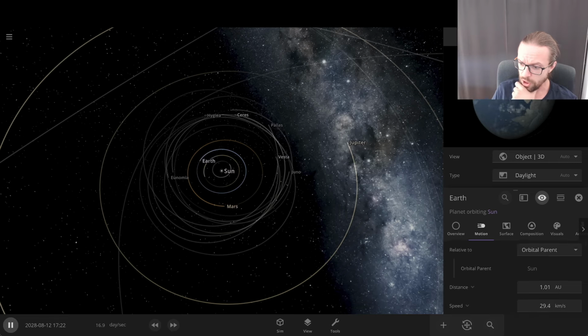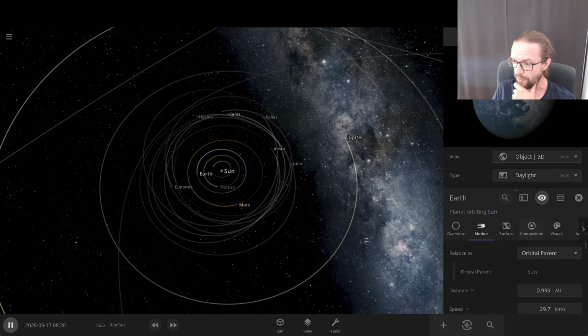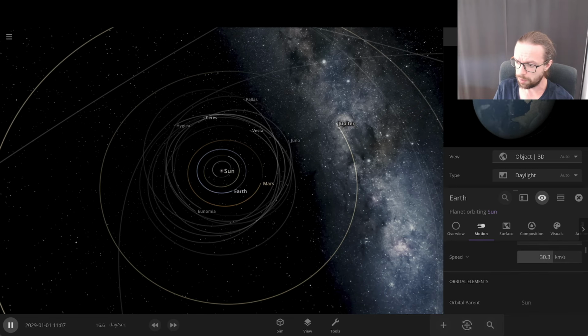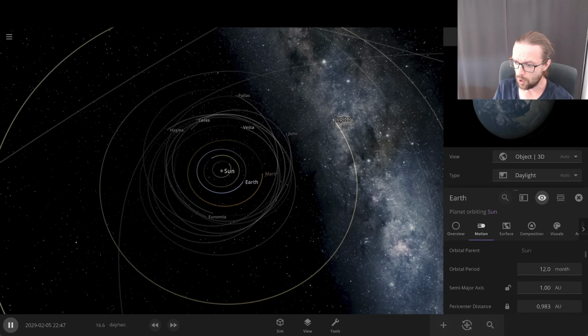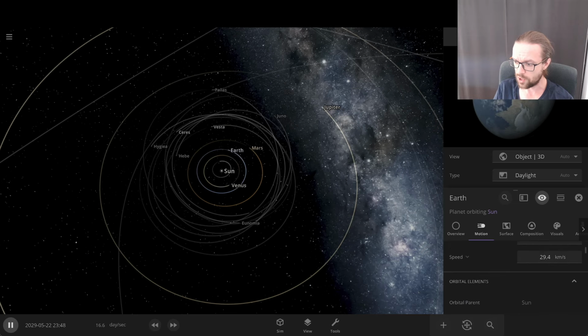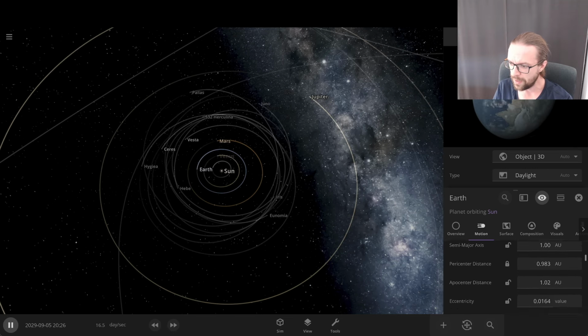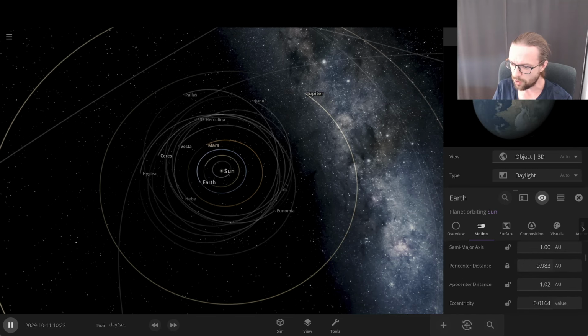Now, the motion is the setting we have here on the right-hand side, where we have the distance and the speed of our home planet. We also have the orbital elements, like, for example, the orbital period, the semi-major axis, and so on. Now, I would say let's go through them step by step, and I would like to take this small bar here. There we are. And I would say we start with the default ones.